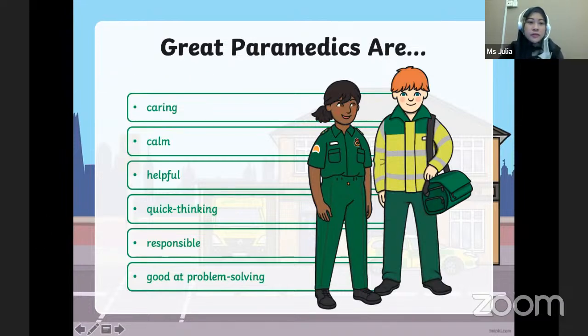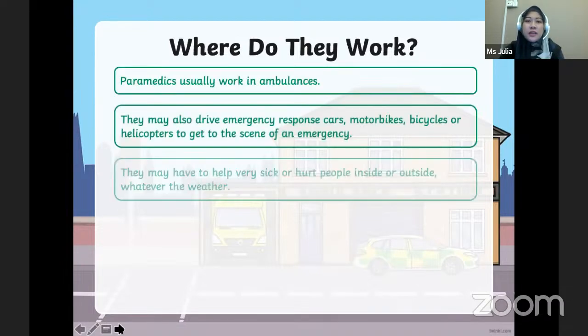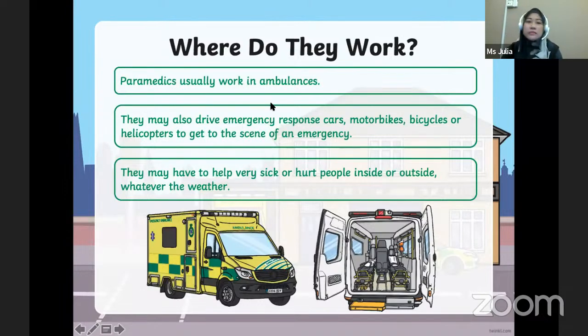Okay, so let's move on. Let's read, Jihan. Where do they work? In the ambulance. Good. So read first, paramedic. Paramedics usually work in ambulances. They also drive emergency response cars, motorbikes, bicycles, or helicopters to get to the scenes of an emergency. They have to help very sick people, inside or outside, whatever the weather. Even if there's heavy rain, typhoon, or earthquake, they must come.